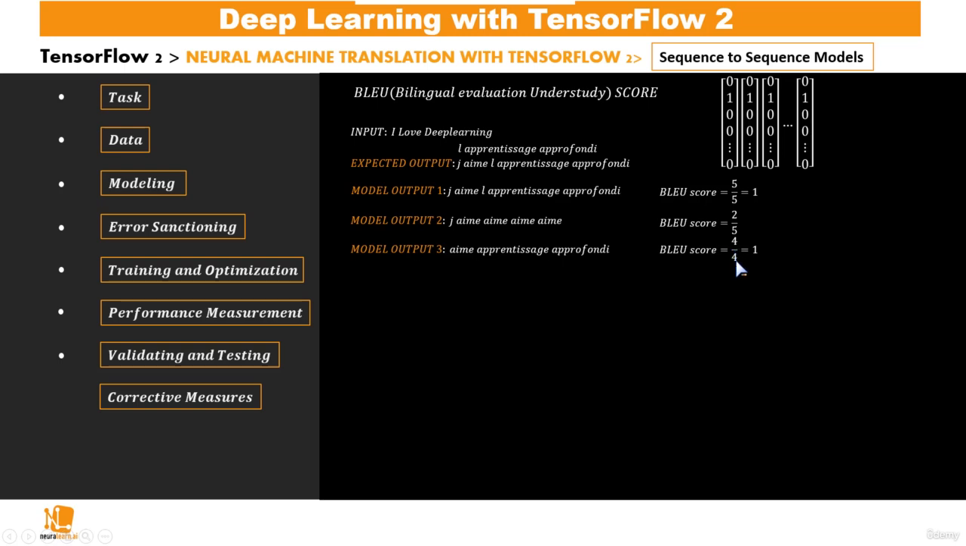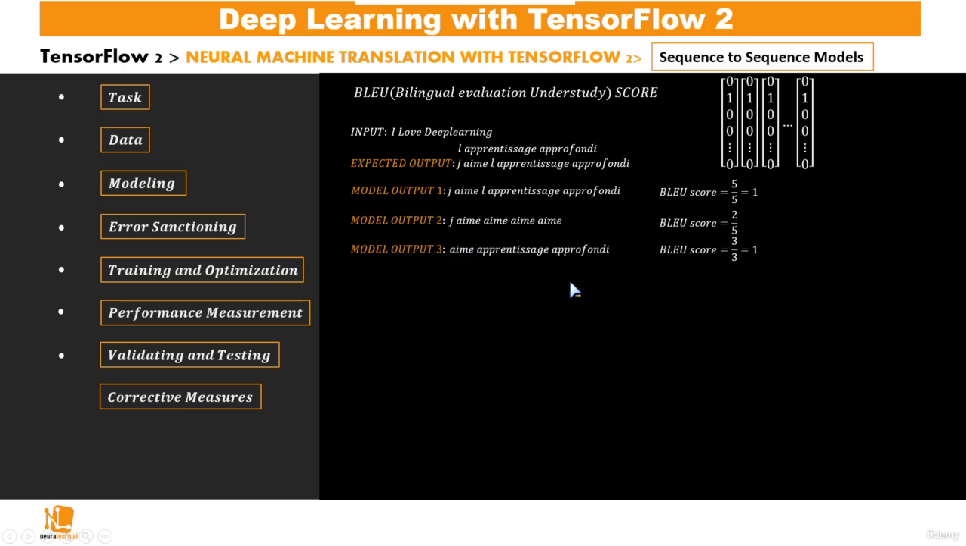This is not actually 4 on 4, it's supposed to be 3 on 3. So we've modified that, that's 3 on 3, which is still 1. But now, note that model output 1 and model output 3 give the same BLEU score, but don't have comparable translations, as model output 1 is clearly a better translation than model output 3.